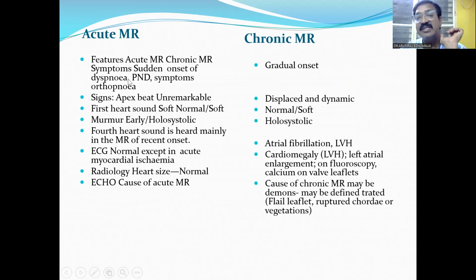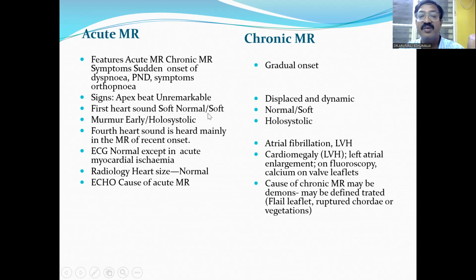And onset of symptoms, PND symptoms, orthopnea will be there. Here it will be a gradual onset and the patient may be compensated and may not be having any complaints. Effects will be unremarkable because in an acute case, left ventricular hypertrophy would not have occurred immediately. But here, left ventricular hypertrophy would have occurred, so the apex will be displaced down and outwards.